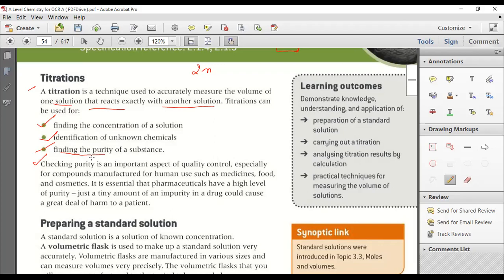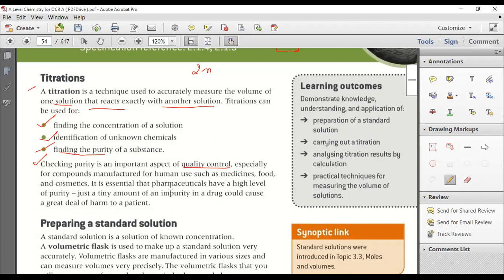So checking of impurity is an important aspect of quality control in order to maintain the controlled quality. It means that the quality will not change every time, that the exact amount of a particular salt or compound should be there in this medicine. So in that case, we need to find out the purity of a substance. We need to check the purity of a substance regularly.